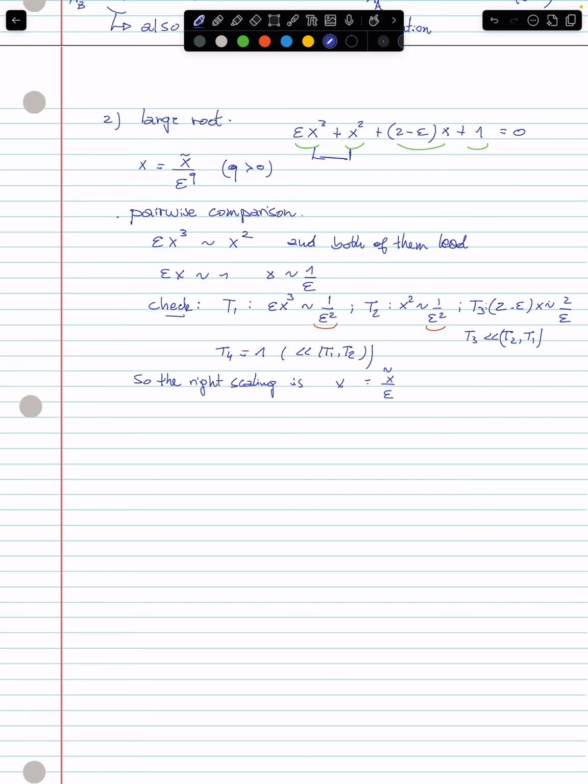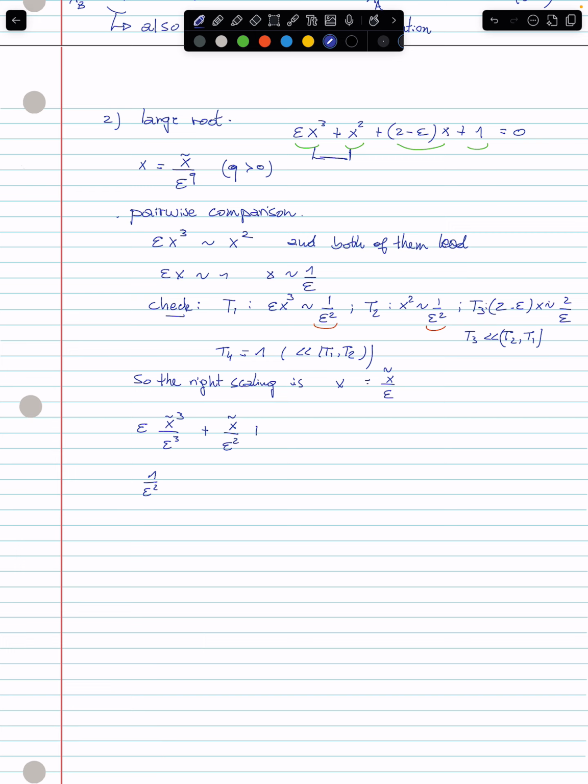All right, but we can do it in full detail so we understand exactly what's going on. So epsilon multiplied by x tilde to the third over epsilon to the third. So you see, this is of order 1 over epsilon squared. So we will have to multiply by epsilon squared afterwards, plus x tilde over epsilon squared.